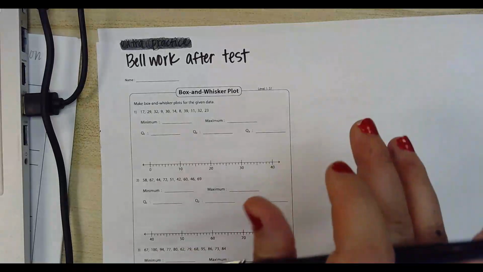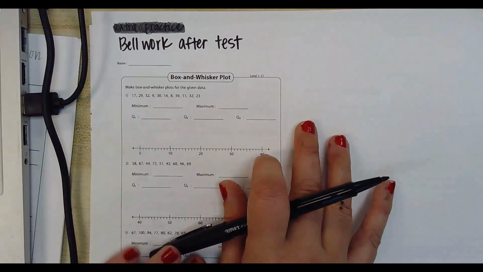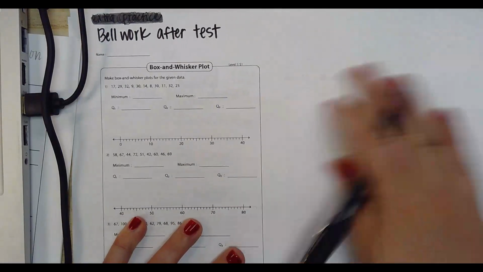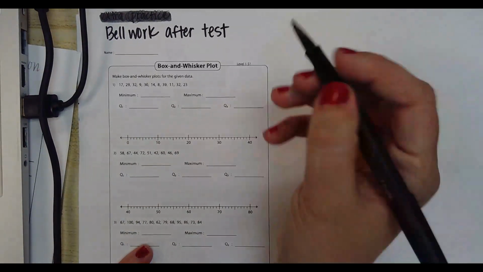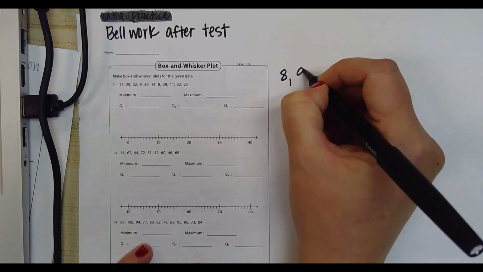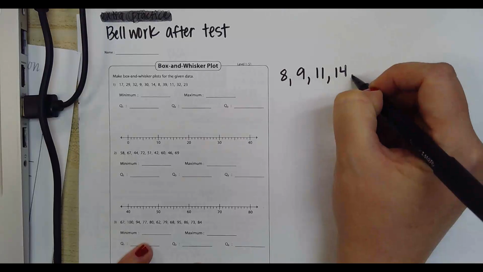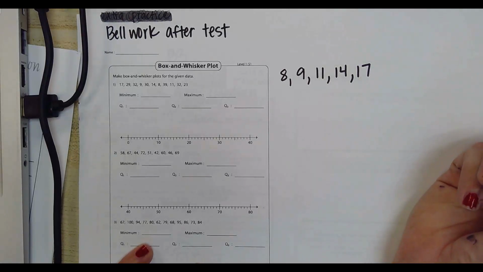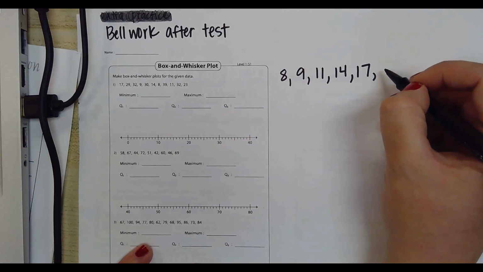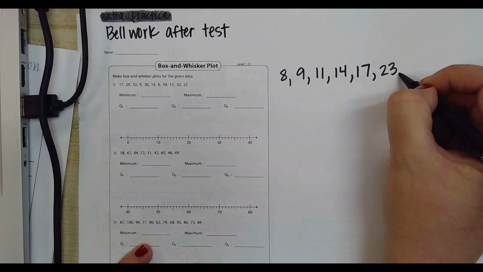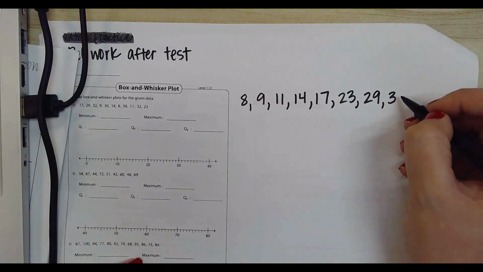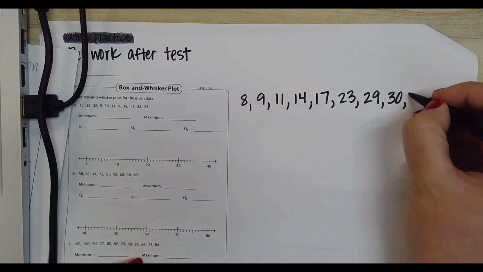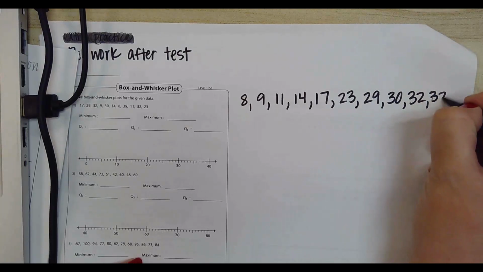So let me go ahead and get you started out. You ready? So, put our numbers from least to greatest. And I left all this over here blank so you don't have to go get another sheet of paper. You're welcome. Thank you. All right, here we go. So, 9, 11, 14, 17, 23, 29, 30, 32, 32, and 39.